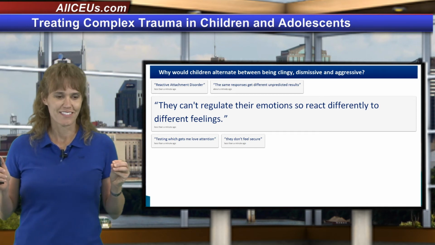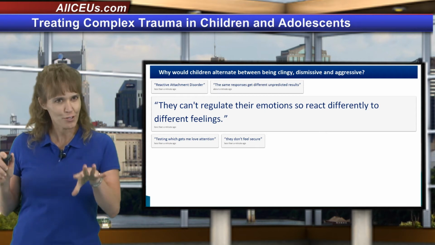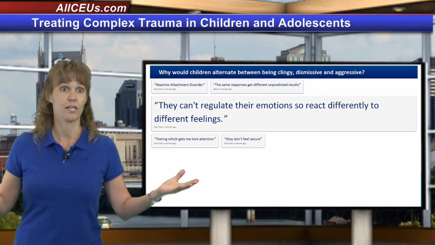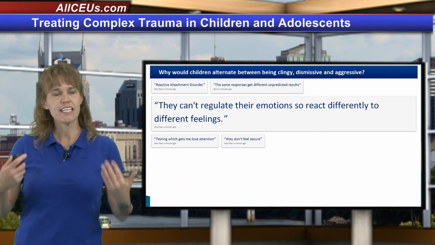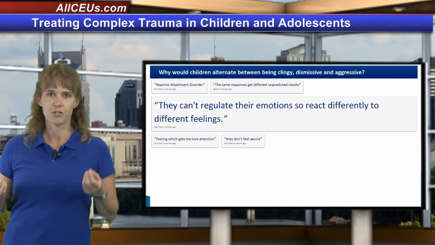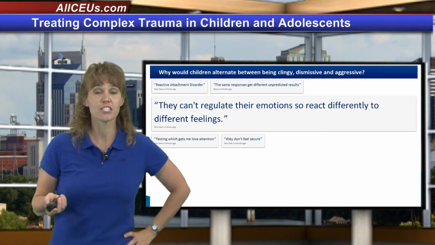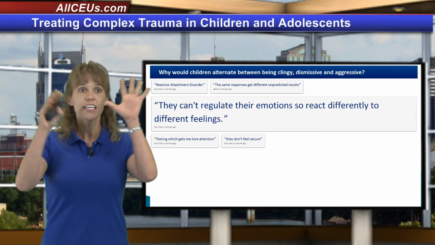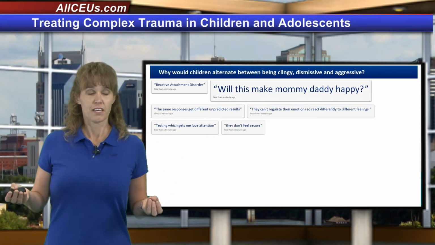It's hard to get into the mind of a 3-year-old. But if you can get into the mind of a 3-year-old and put yourself in that child's position and go, what does a 3-year-old want? What does a 3-year-old need? Then it's easier, a little bit, to try to understand the meaning or the motivation behind the behaviors. They can't regulate their emotions, so they react differently to different feelings. All they know, especially when they're smaller, is they feel out of control.